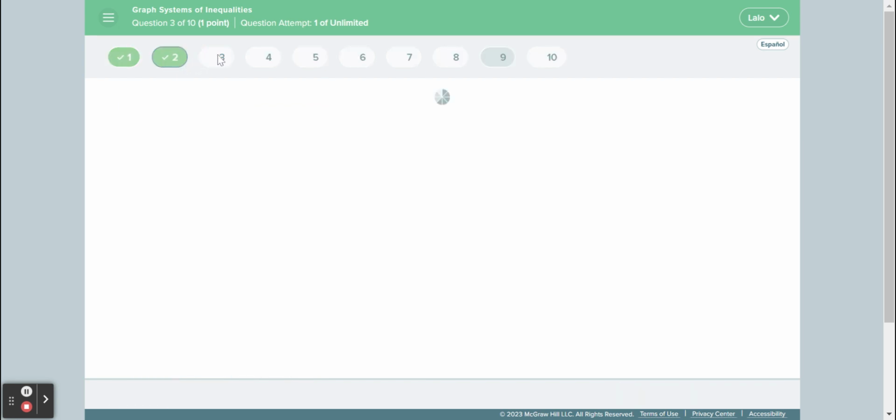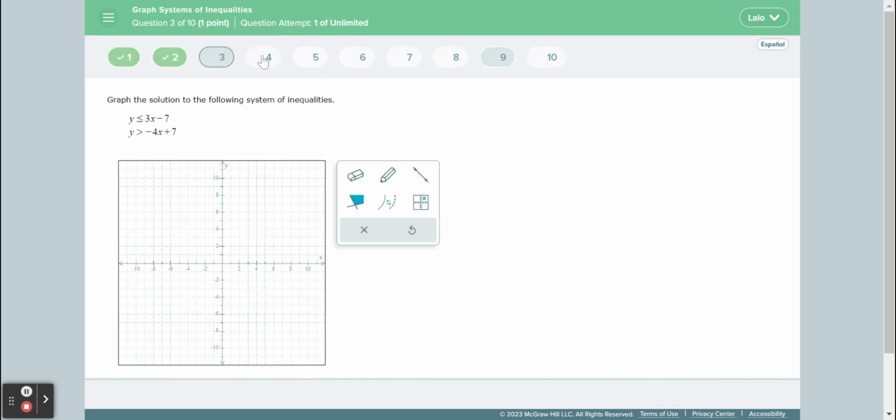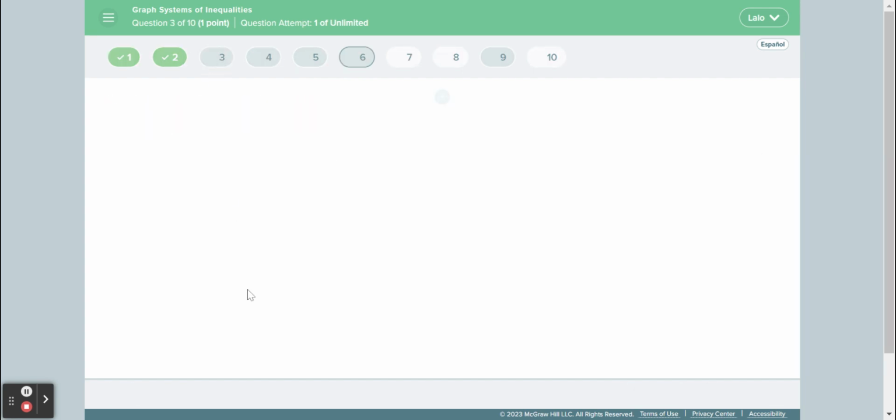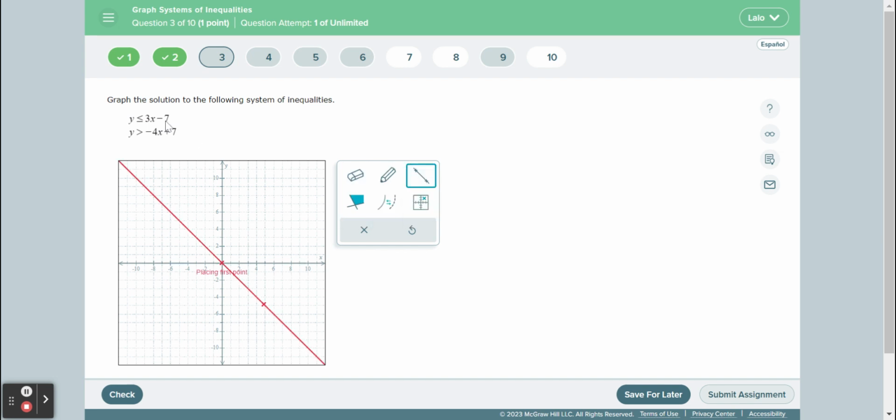Okay, one more just in case. See if I can find one that has a fractional slope. Let's see any. It's all right. We'll just do number 3. So y-intercept is -7. My slope is +3, so up 3, right 1. Boom. That is a solid line, so I'm going to leave it be. And my shading, that is y is less than, so I would shade down. So somewhere over here, my final answer is going to be.